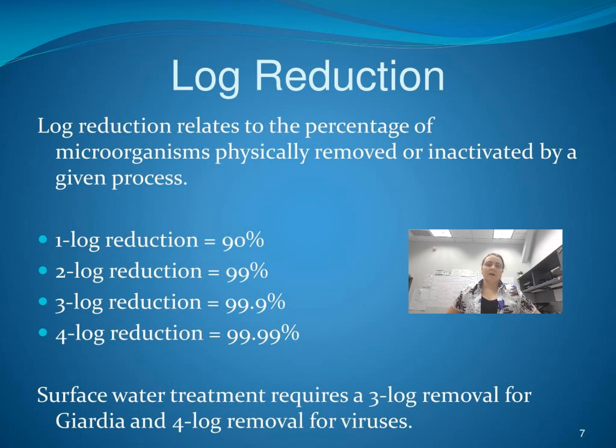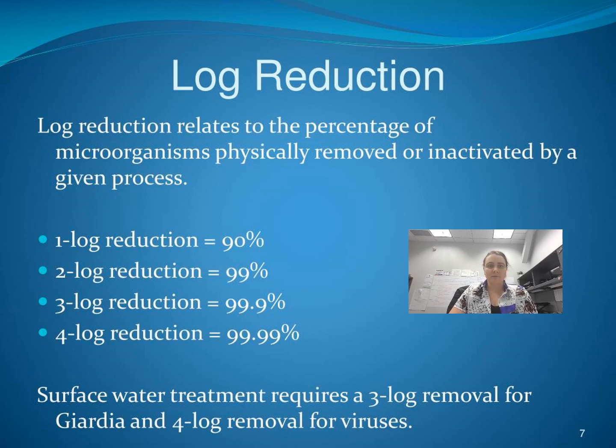So let's talk really quickly about what we call log reductions. Log reductions are a way that we look at how we remove organisms from a system. Instead of having an MCL and a target that we can reach, that's not really feasible for microorganisms because it's hard to measure microorganisms in water. So we use what's called a log reduction scale. What this relates to is the percentage of microorganisms that are physically removed or inactivated by a given process.